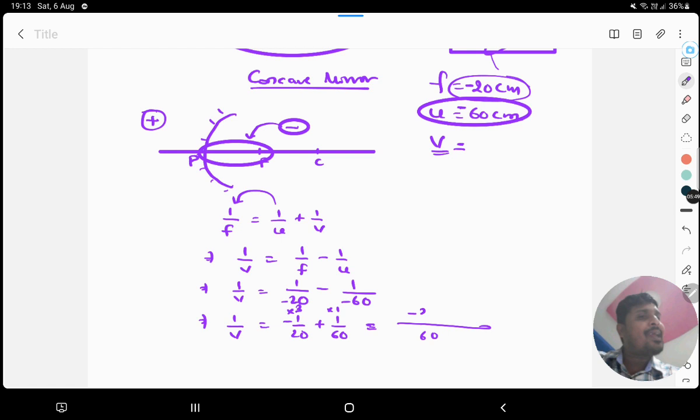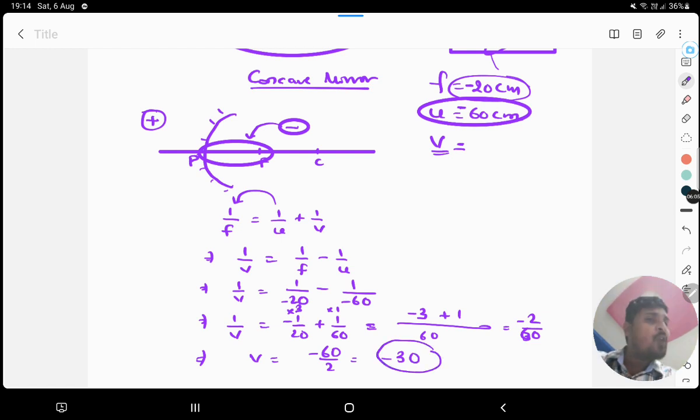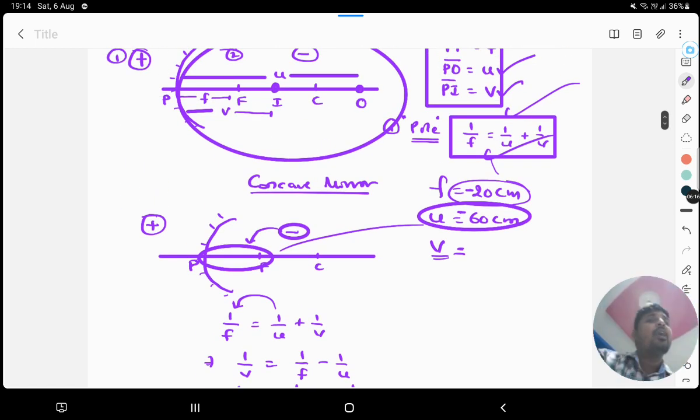3 1 jar 3, minus is there, that's why this is minus 3, plus 1 1 jar 1, so it is going to become minus 2 over 60. Now 1 by v is minus 2 over 60, then v is going to become the reciprocal of this, that is minus 60 over 2, this is minus 30. Now what you have to understand from this is that the image is also going to be formed on this side only. See, now hope you understand in what way we are going to apply sign convention for the concave mirror.